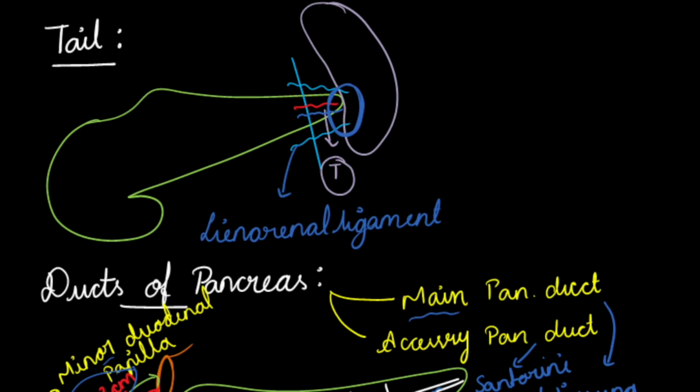Then comes the tail. The tail is situated at the left end of the pancreas, and it is the only part which is connected to the mesentery, that is the lienorenal ligament. Along with the tail, we have the splenic vessels, and it is related to the lower part of the spleen.